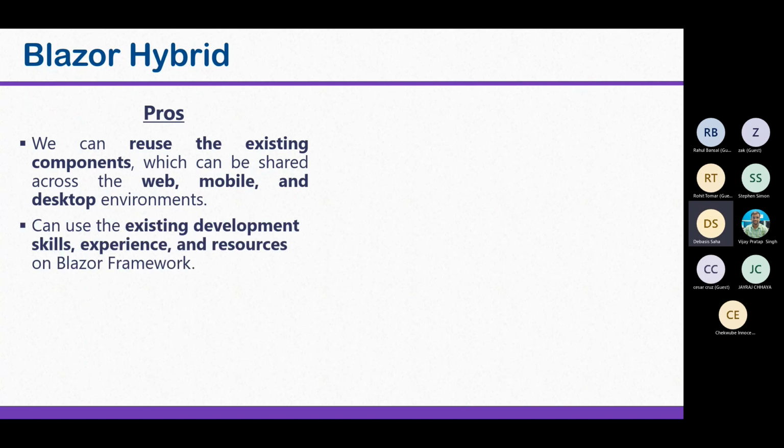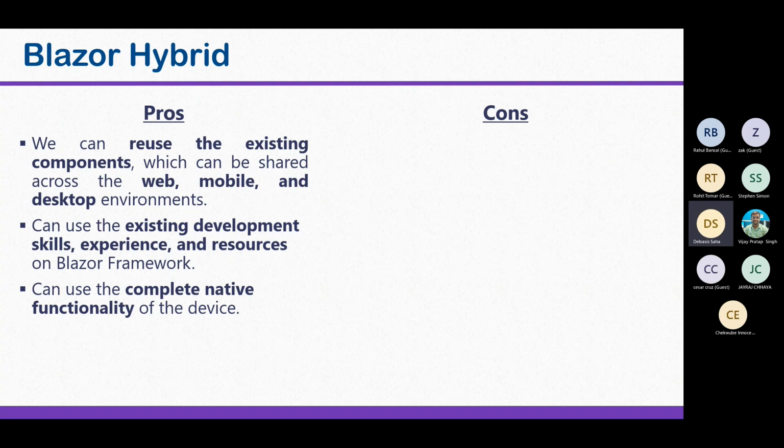Also, we can use the existing development skills, experience, and resources. It is basically a C#-based or .NET-based framework. So for this technique, we do not require a new learning path. If someone has expertise in Blazor WebAssembly or Blazor server side, then he or she can also develop the Blazor Hybrid model. So we can use our existing resources, and also we can use the complete native functionality of devices like mobile devices.